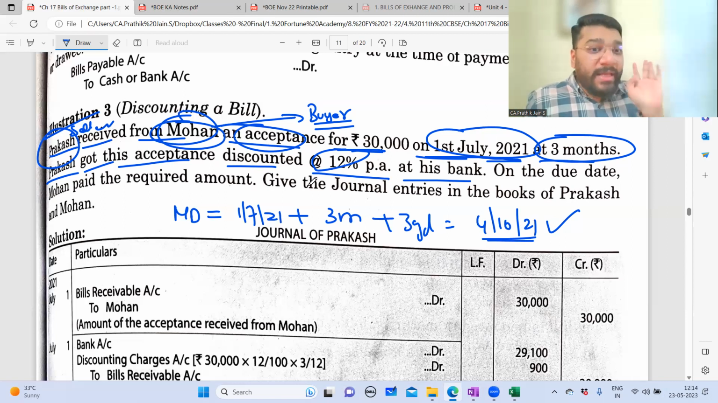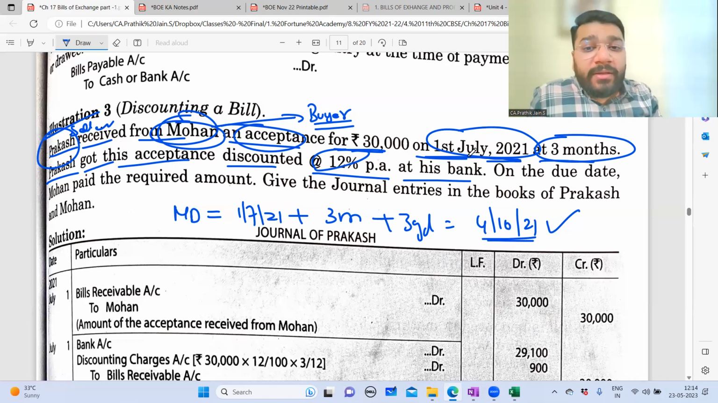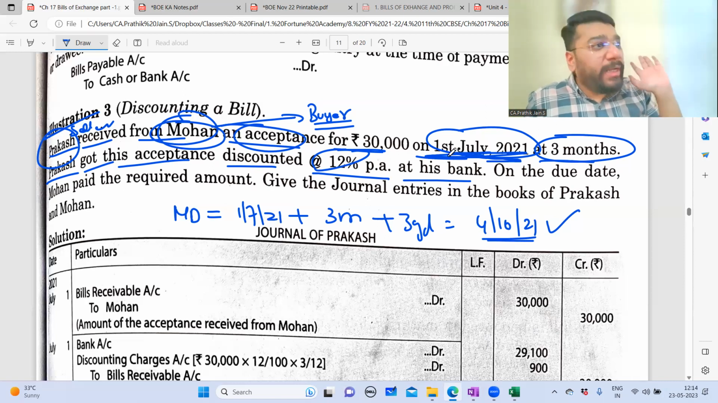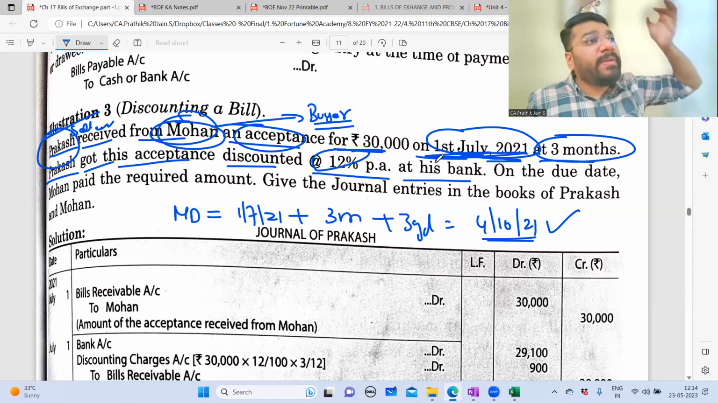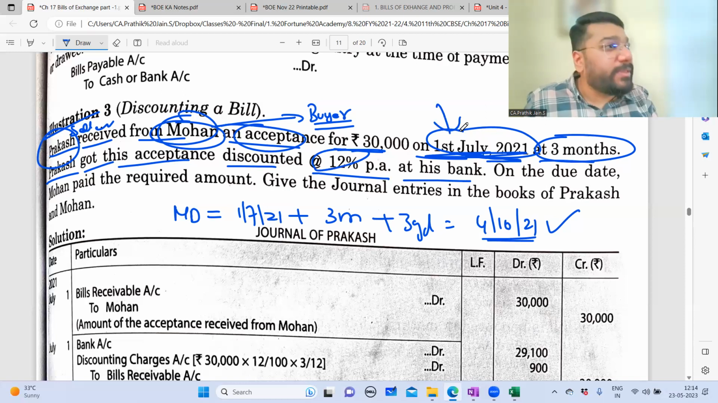3 months. Here, when the bill was discounted, it is not given. In the absence of the information on the date of discounting of the bill, we'll assume that the same day has been the discounting day, which means on the very same day of issue, on the very same day of acceptance, the bill has been discounted. Sometimes the question will tell you the date of discounting. If nothing is mentioned, it will be the date of issue or acceptance.